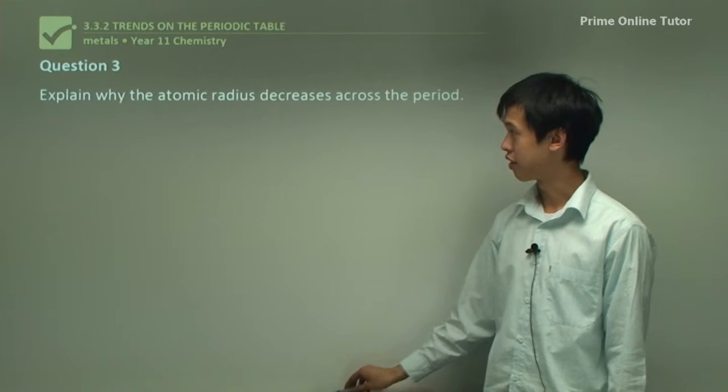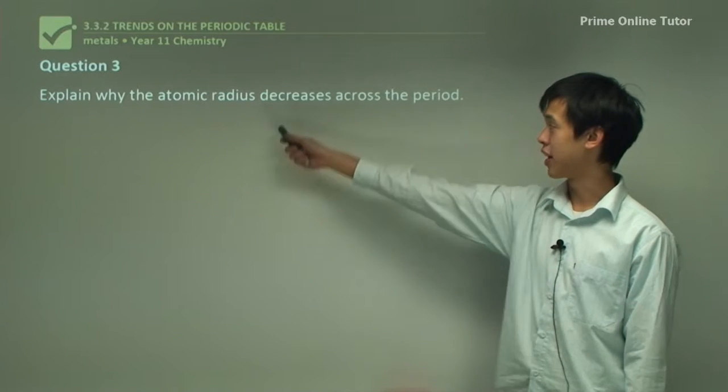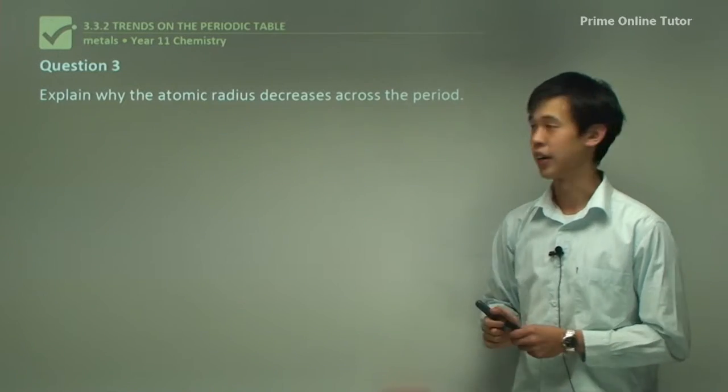So moving on to question 3. Explain why the atomic radius decreases across the period. Okay, so explain.